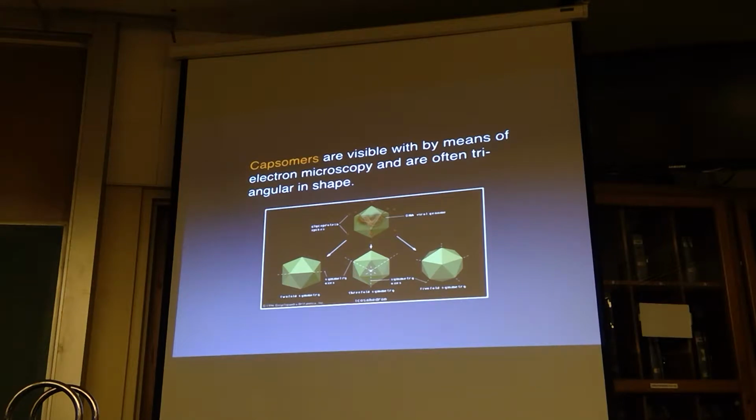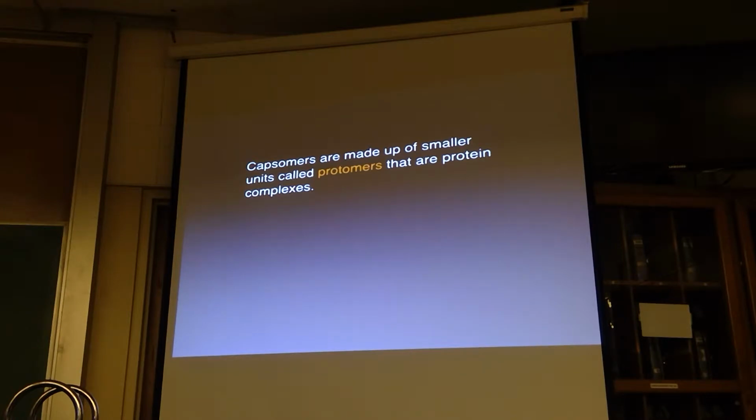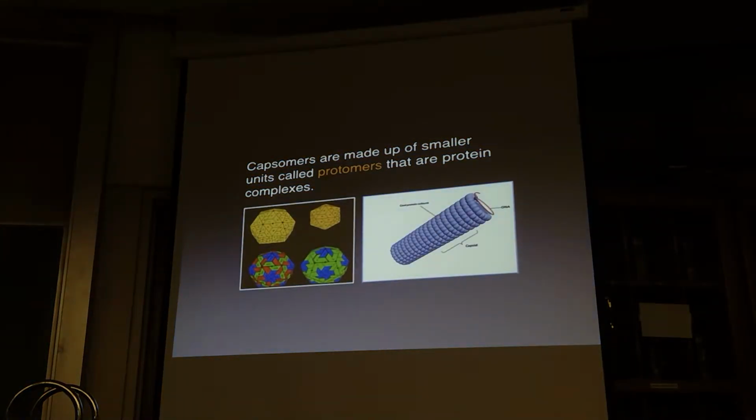These little triangles then would be the capsomeres, and each one of these capsomeres is made up of still more complex protein structure. So it becomes more and more complex. Capsomeres are made up of protomers. These are just protein complexes.